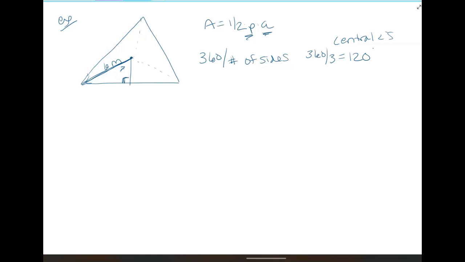So I'm going to draw in a central angle here, and that means that this value is 120. It means all of these are 120. But I don't need that entire central angle for my triangle. I actually just need half of it. Half of 120 is 60 degrees. Now we're in something very familiar. We're in a 30, 60, 90 triangle, and we know a lot about that because we did a lot of work on those side ratios.